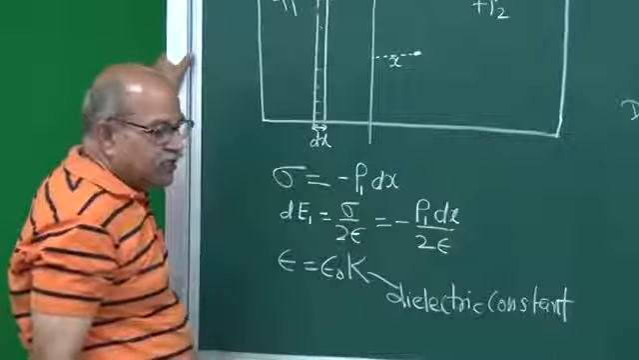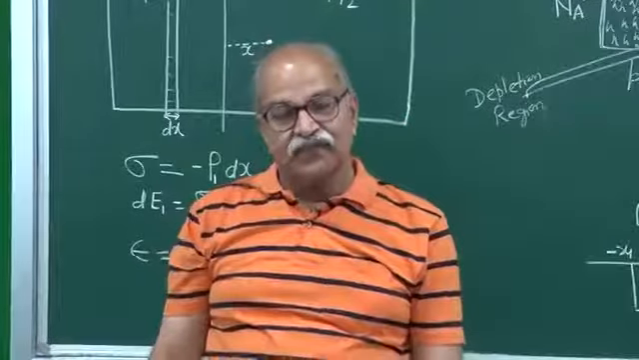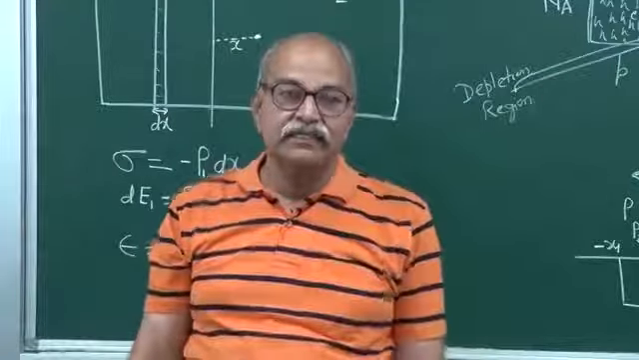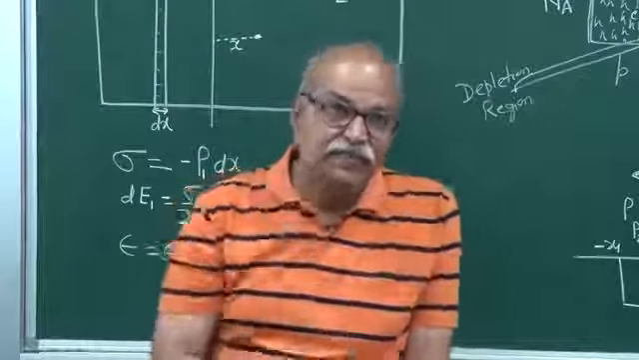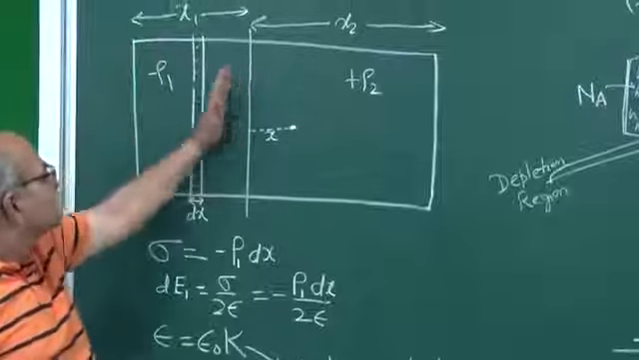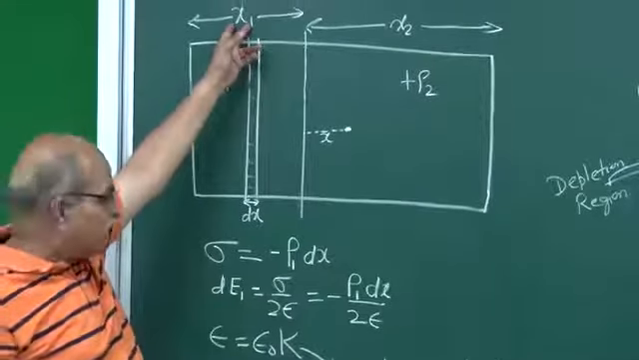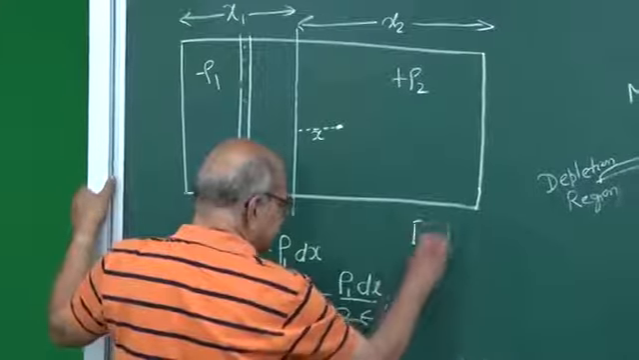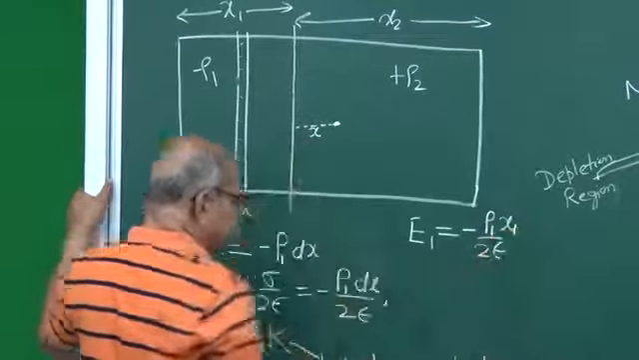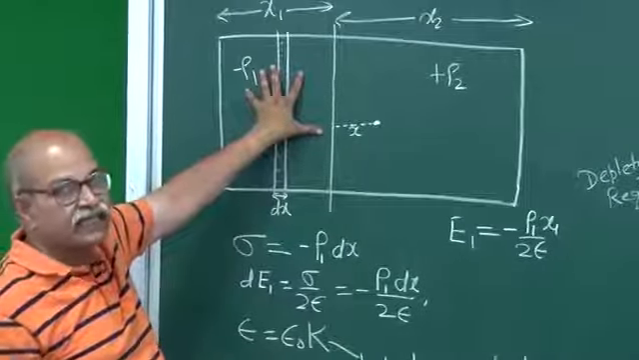In free space, in vacuum, or in air, if you have a surface charge layer of surface charge density sigma, the electric field in front of it is sigma over 2 epsilon naught. Since this whole thing is in silicon, not in free space, we put the dielectric constant also, and it becomes sigma over 2 epsilon. Then you integrate over the entire width x1, so dx integrates to x1, and E1 will be equal to minus rho 1 divided by 2 epsilon times x1. This is the field at this point because of this whole negative charge here.